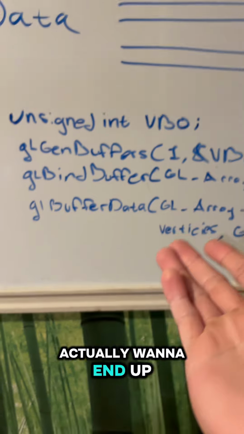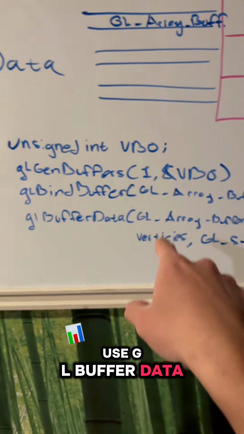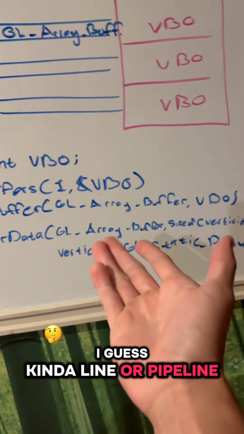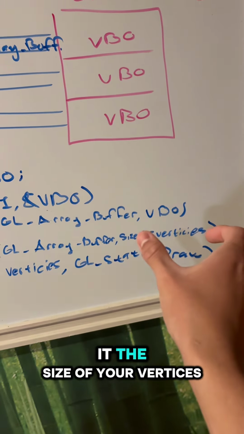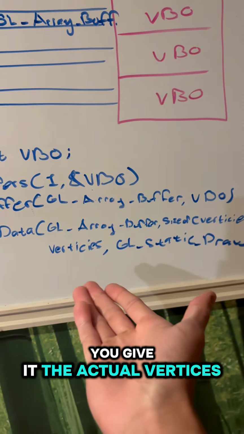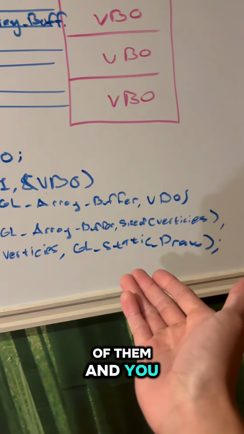So if you actually want to end up sending the data, use glBufferData. You can say I want to send it through this, I guess, kind of pipeline, for instance. You give it the size of your vertices, how much you're sending. You give it the actual vertices, which is an array of them, and you say how you want to end up drawing it.